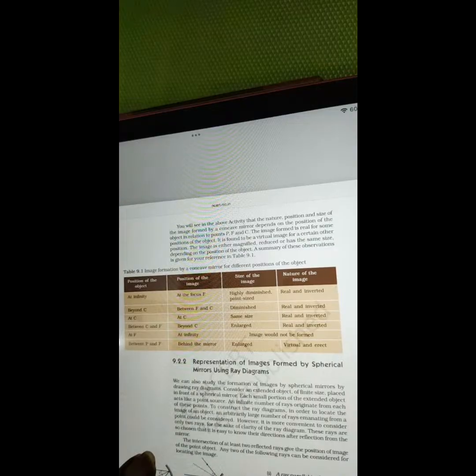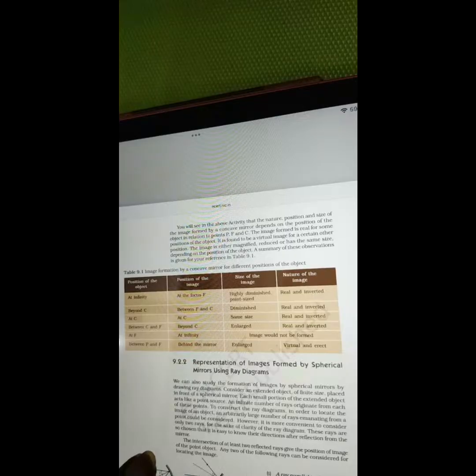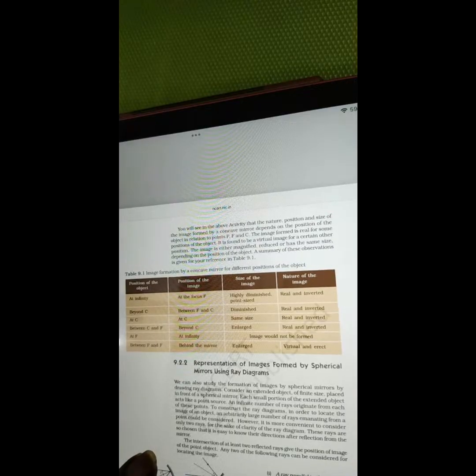If you place the object between C and F, the image will be formed beyond C. The image will be enlarged, real and inverted. If you place the object at F, the image will be formed at infinity, so the image would not be formed in this case.